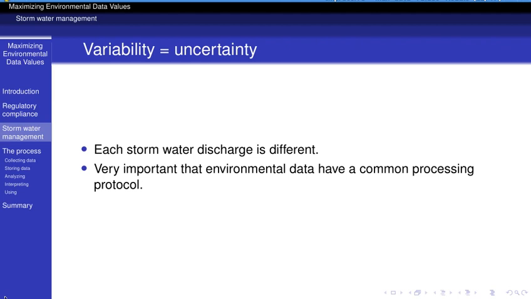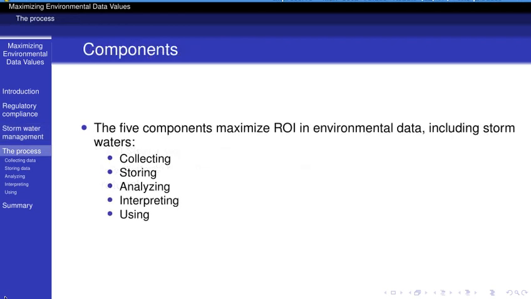In C-suite business terms, you are acting to maximize your ROI, or return on investment, in baseline and compliance monitoring data. The 5 components for processing environmental data are collecting, storing, analyzing, interpreting, and using. These steps convert raw data into information, which is then turned into knowledge. The knowledge can then be used to make well-informed decisions about water quality, your operations, and compliance with the CWA, CERCLA, or other environmental laws.